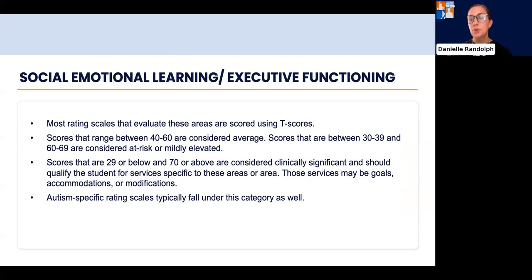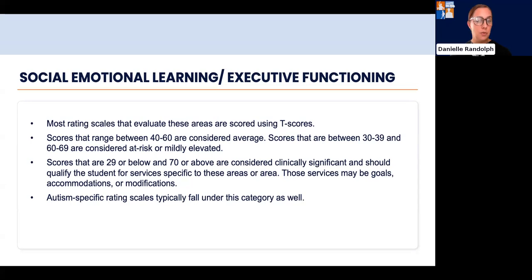And most of those rating scales are going to use T-scores. And so the average range on these assessments is 40 to 60. That's really just your average range. Think about it as your 85 to 115. Scores between 30 and 39 or 60 and 69 are considered at risk or mildly elevated.